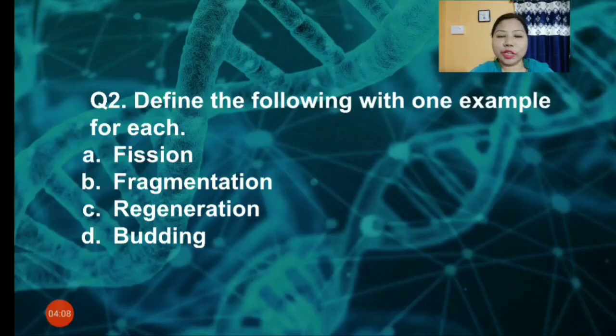So this is all for today's class. The second question is: define the following with one example for each. That means you have to define and then you have to give one example in which this type of asexual reproduction takes place. Okay, so you have to define fission, fragmentation, regeneration and budding.